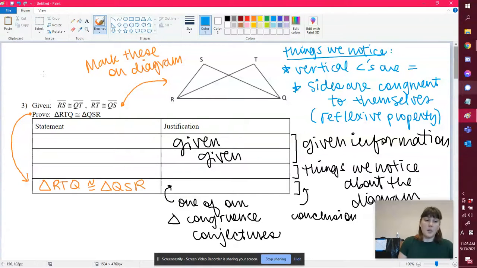I highly recommend that whenever you read something in the given, you go ahead and mark it immediately on your diagram. So like RT is equal to SQ. We want to mark that this side is equal to this side. And then the last thing we need is that this side is equal to itself. So I'm going to mark that with 3 and say that RQ is equal to RQ is going to be the statement for this one.